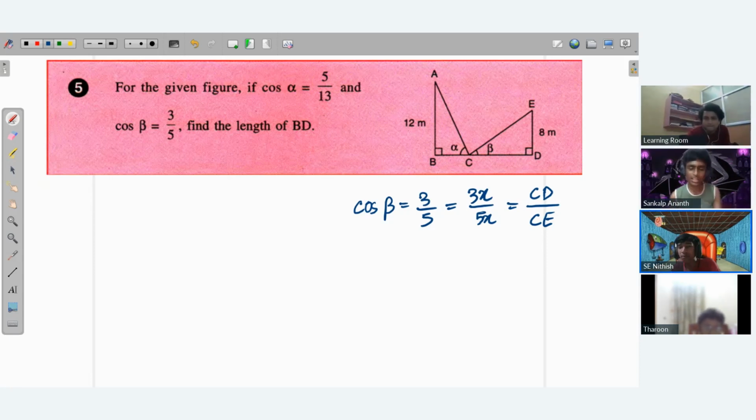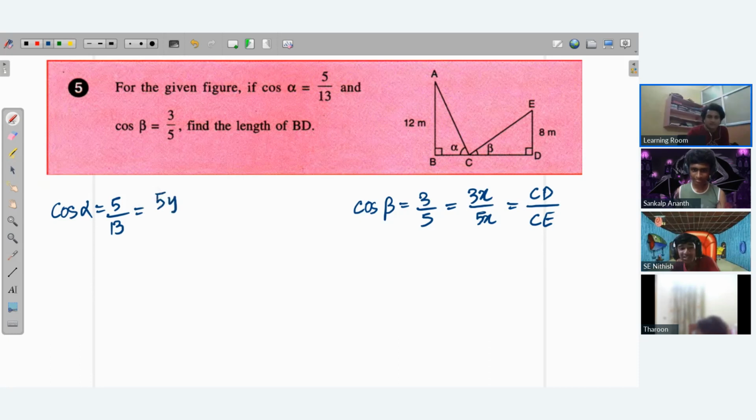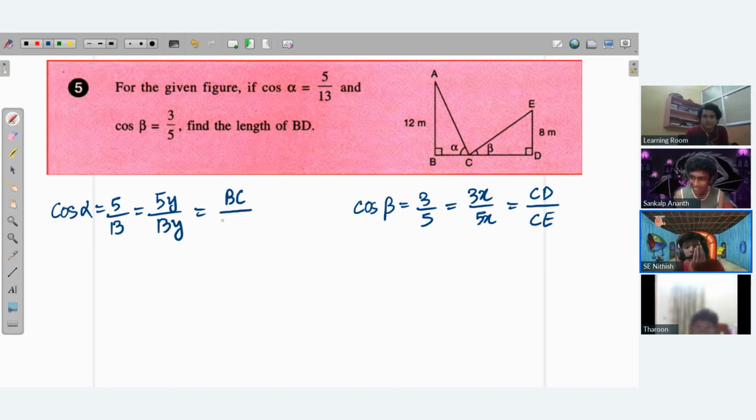BD I found it. You didn't know the logic behind it. Similarly, cos alpha, which is 5 over 13, we take it as 5y divided by 13y, where y is the swelling factor. And cos, I know it is base over hypotenuse. So, 5y. BC over AC.